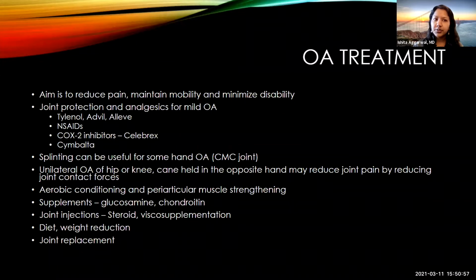So the treatment for osteoarthritis, the aim is really for palliative treatment and to reduce pain, maintain mobility, and to minimize disability. No pharmacologic agent has really been shown to prevent, delay the progression of, or reverse the pathologic changes of osteoarthritis. Some of the things that we try are for joint protection and analgesics that include Tylenol. So 30 to 40% may find Tylenol as effective as NSAIDs, which are the non-steroidal anti-inflammatory drugs such as Advil, Aleve, ibuprofen, naproxen.